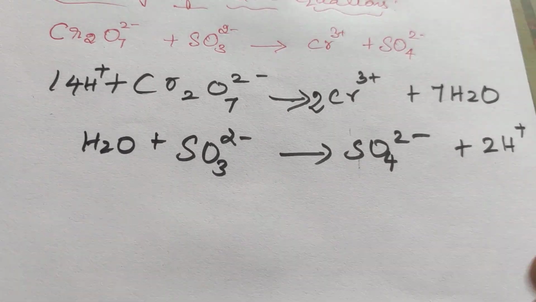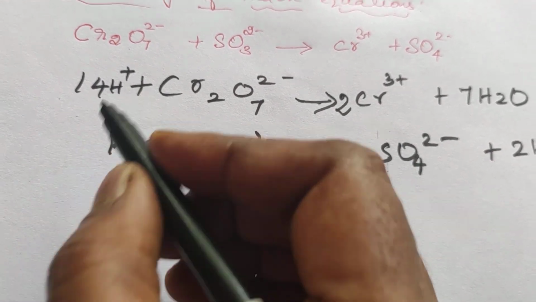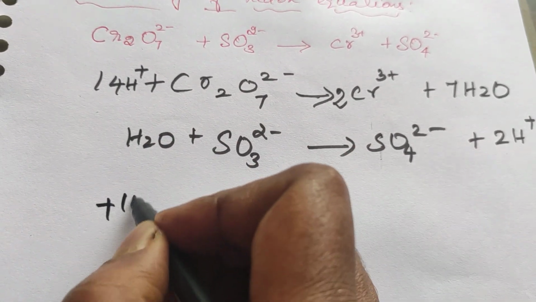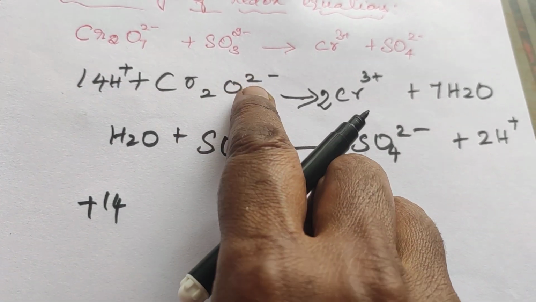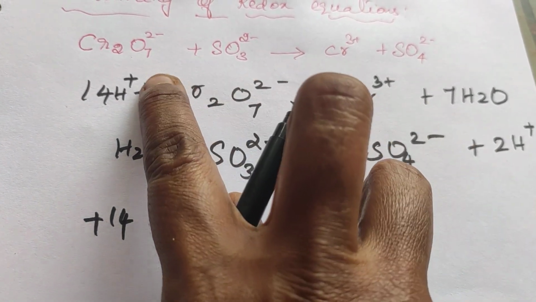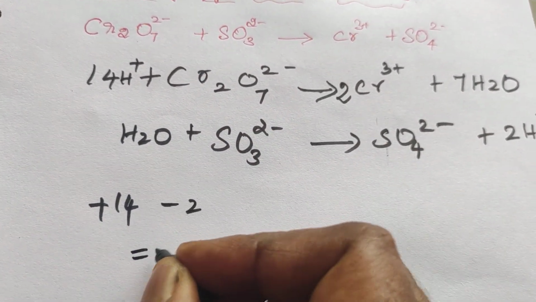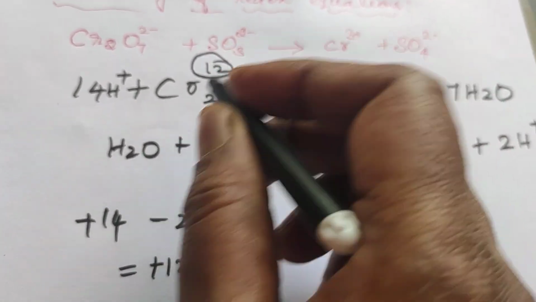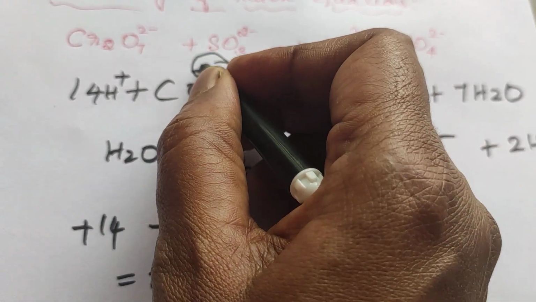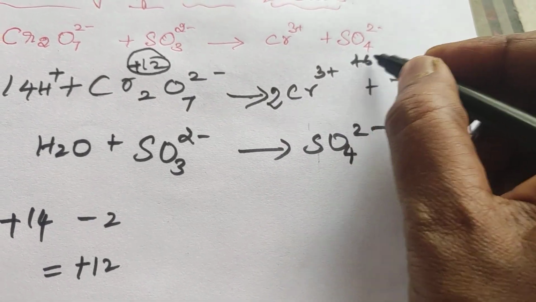The next step, balancing of charges. So here we'll calculate the charges. Here in the reactant side, 14 into plus 1, plus 14. Similarly, here minus 2. Here nothing is there, so 1 into minus 2, minus 2. So overall charge plus 12 in the reactant side. In the product side, plus 6. Plus 6 is the overall charge.